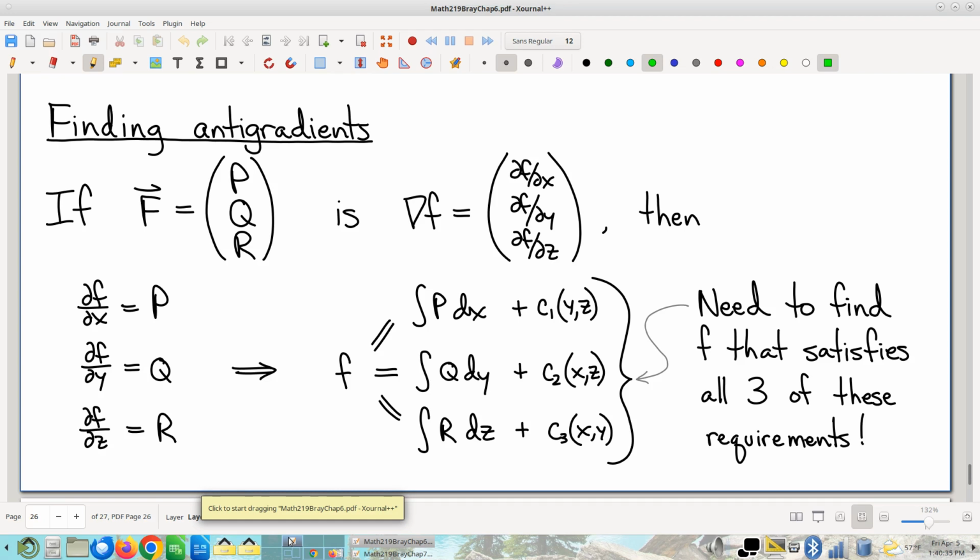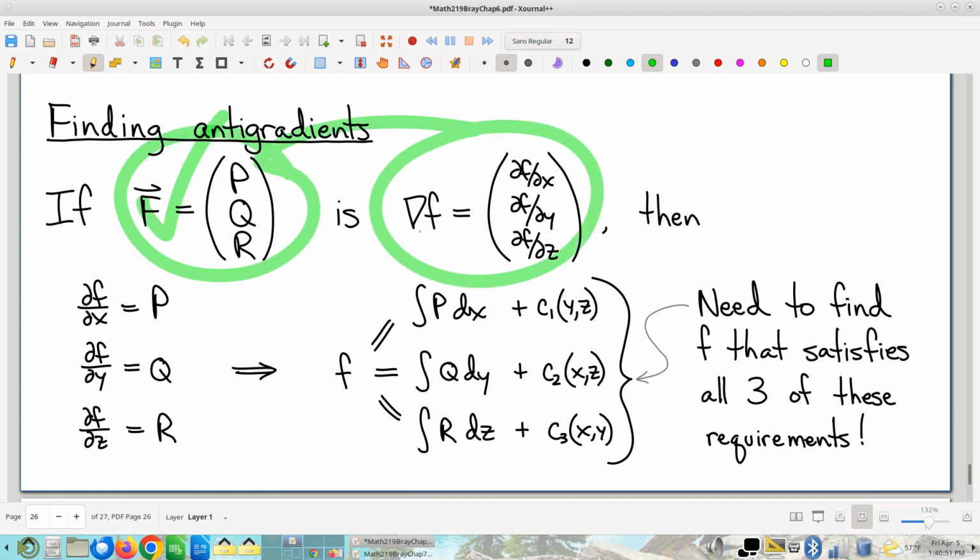Kind of swept that under the rug. Previously, I just kind of pulled the anti-gradient out of thin air in the example that I did. So where did I get that from? And more importantly, how are y'all going to find anti-gradients yourselves? So here's the big idea.